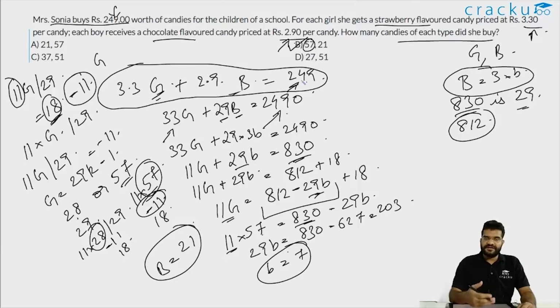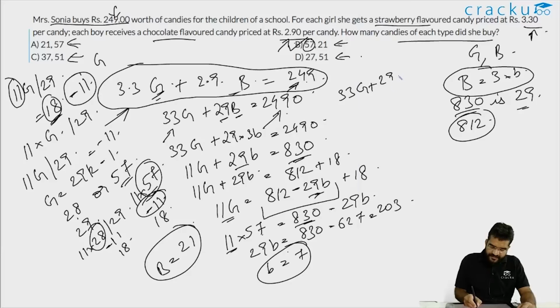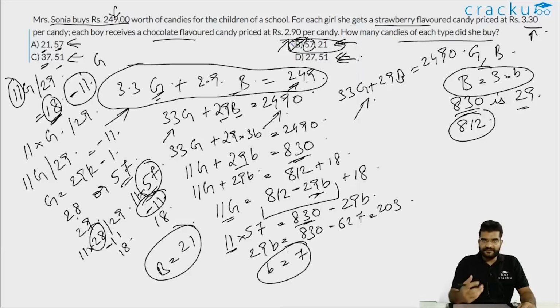But the easiest way when you are getting this kind of a question, which is a non-TITA question in the examination, is just by simply substituting each of the options and trying to see which one of them actually satisfies the given equation. The given equation we have is 33g plus 29b is equal to 2490. Now substitute g is equal to 21 and b is equal to 57. Find out what is the answer. Substitute 37 and 51 in this equation. Find out what is the answer. Same with 57 and 21, and 27 and 51. You will figure out that the only numbers which satisfy the given equation are 57 and 21. So the correct answer is option B.